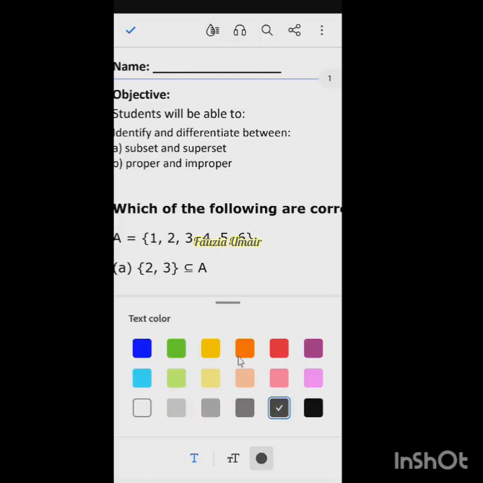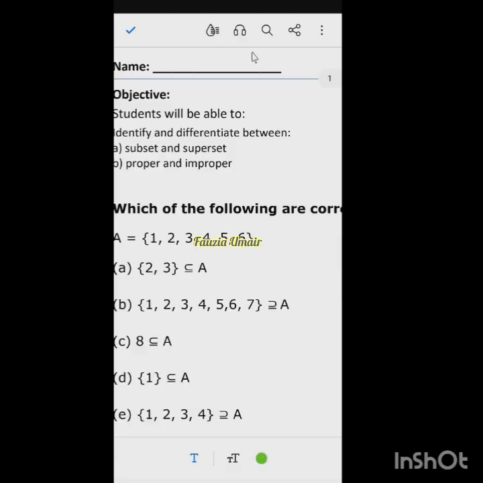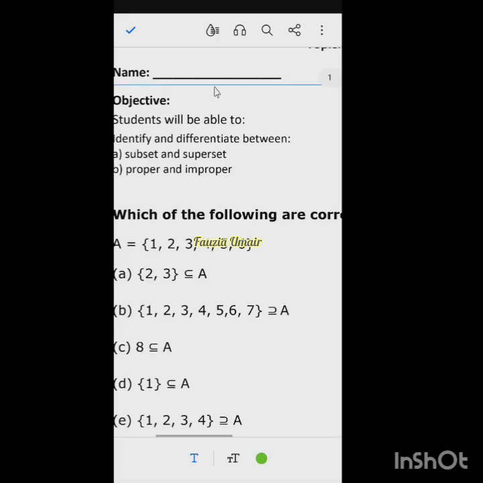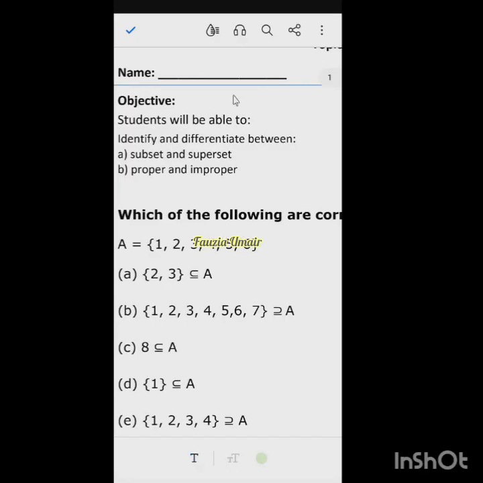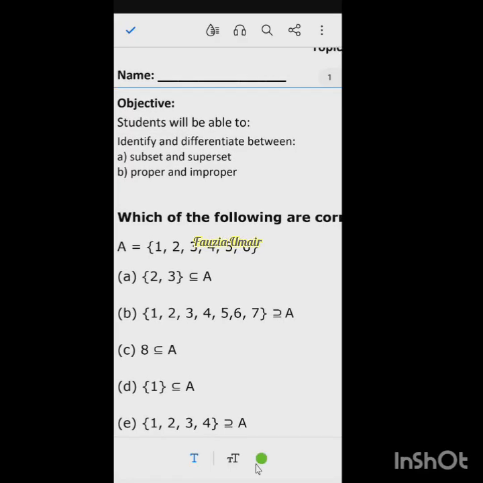Tawassal, do you want to say something? Yes, ma'am. What is a subset and what is a superset? Superset is which is written above: 1, 2, 3, 4, 5, 6. This is a superset. 2 and 3 is subset. All right, very good. So for example, like Tawassal is saying, there are two sets.